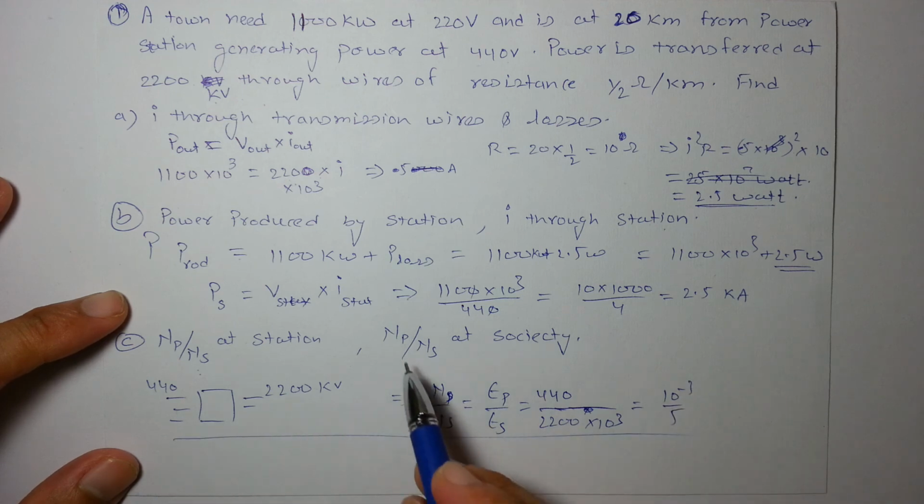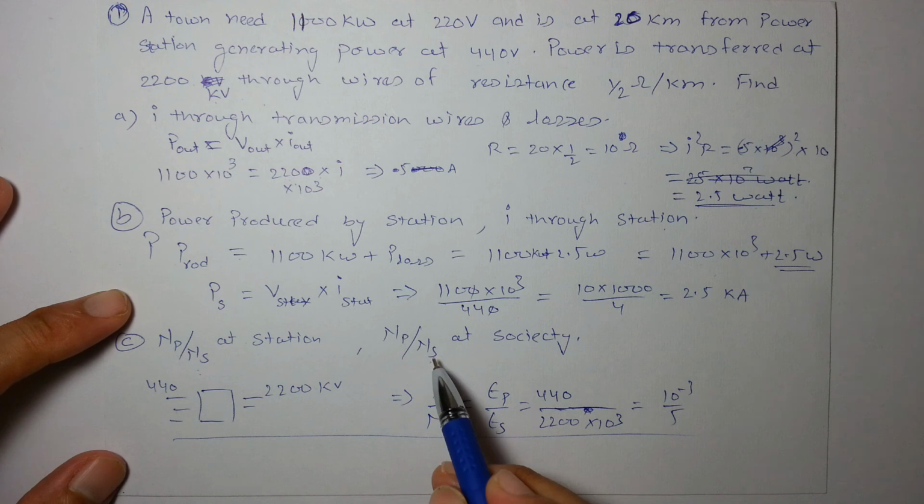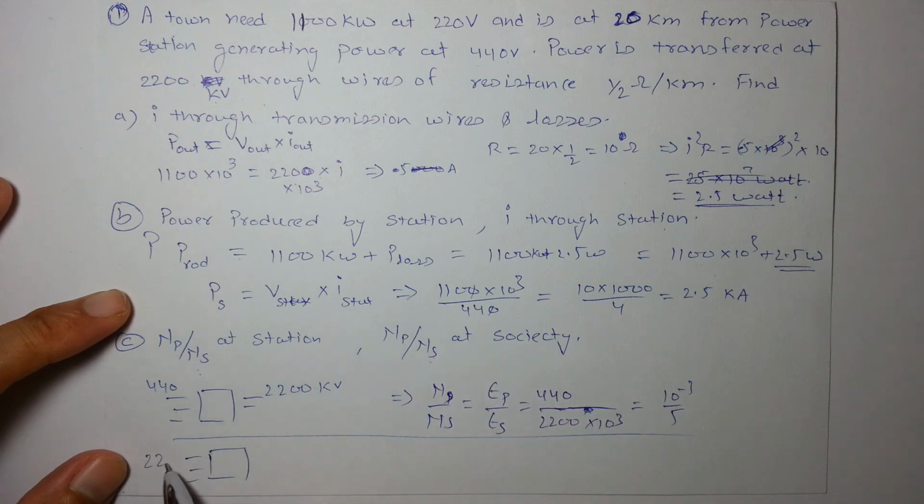In the next part, number of primary to number of secondary at the society. Society input is 2200 kilovolt and household supply is 220. So that should be the output. And number of primary to number of secondary is E primary, which is 2200 into 10 to the power 3 by 220. So that is 10 to the power 4. Okay. Enjoy.